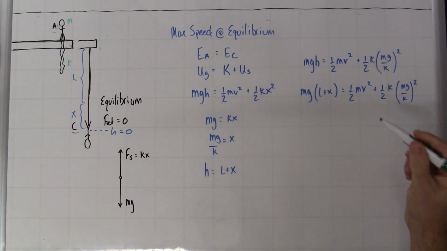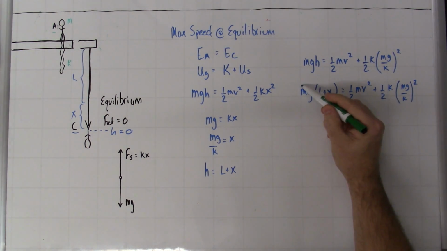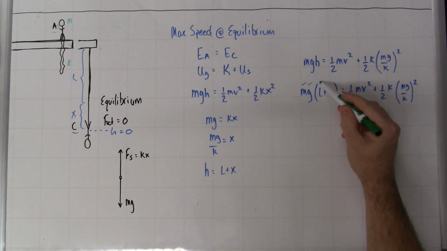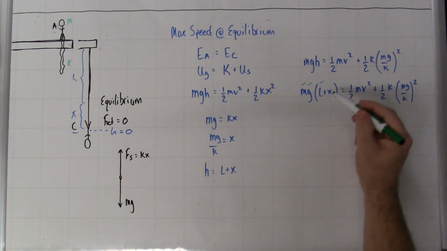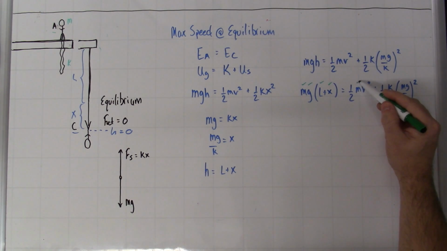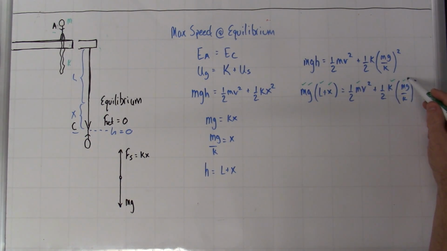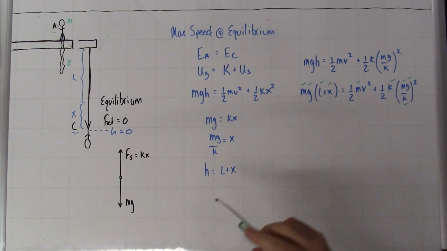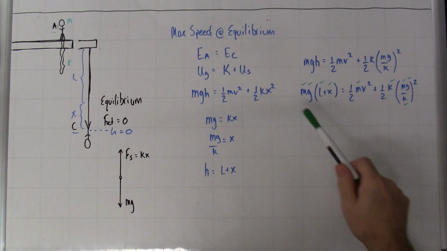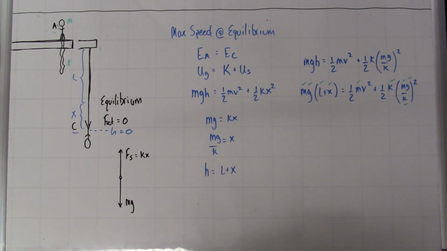So the thing we're looking for is the maximum speed. We have the mass, we have the gravitational field strength, we have the rest length. x we can get over here. And then we have the m, and the g, and the k. So we have everything we need to solve except for the v, and then we can solve for v directly. And this will allow us to plug and chug and find the maximum speed which occurs at equilibrium. And that is the full bungee problem.